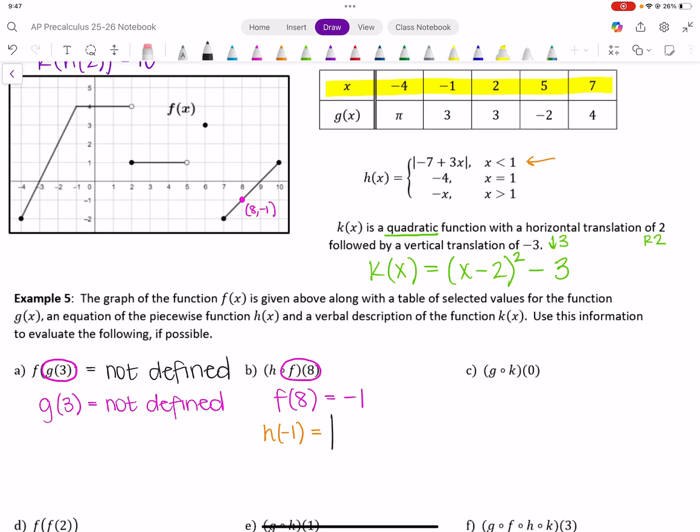So we have the absolute value of -7 plus 3 times x, which is -1. So we're going to do our multiplication first. So we get -7 minus 3. -7 minus 3 is -10. And then the absolute value of -10 is +10. So we get h of f of 8 equals 10.